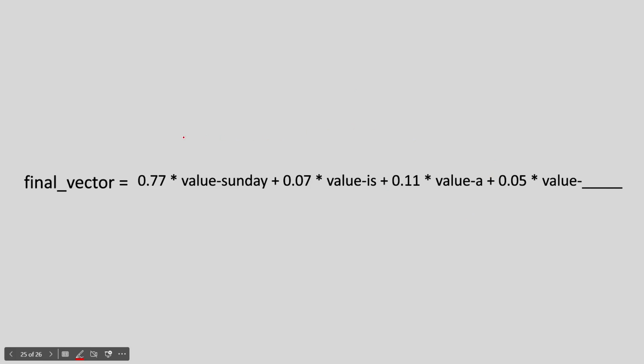So what is the formula again? You will have the final vector. This is nothing but the score of the word Sunday, which was 0.77, times the value vector over here. Again, the score of the next word is 0.07, times its value vector. These are all vectors, not numbers or variables. Again, 0.11 times this vector, and 0.05 times this vector. Hope that is clear.